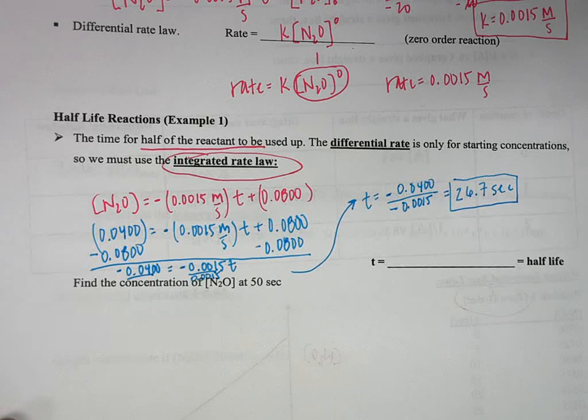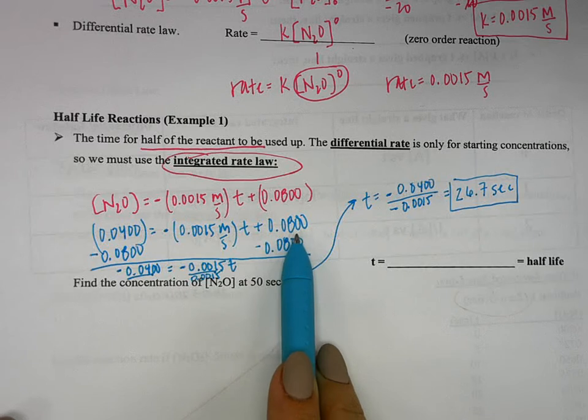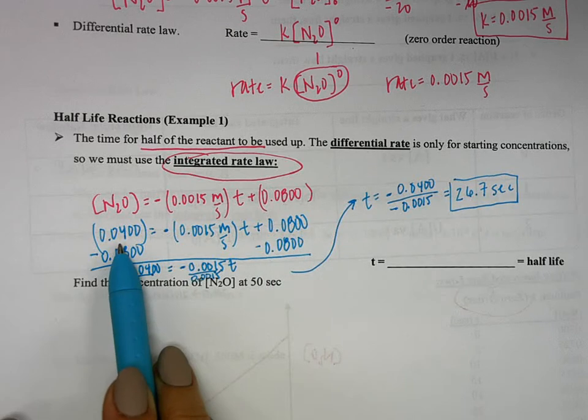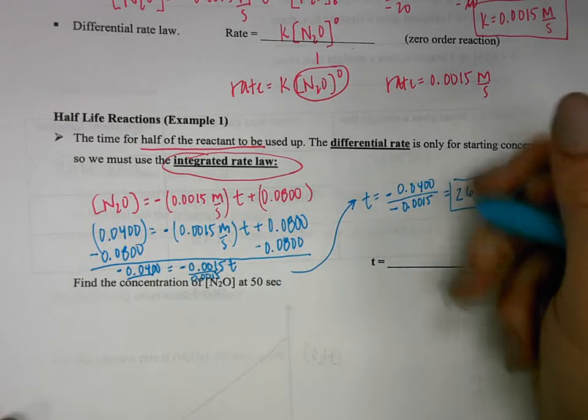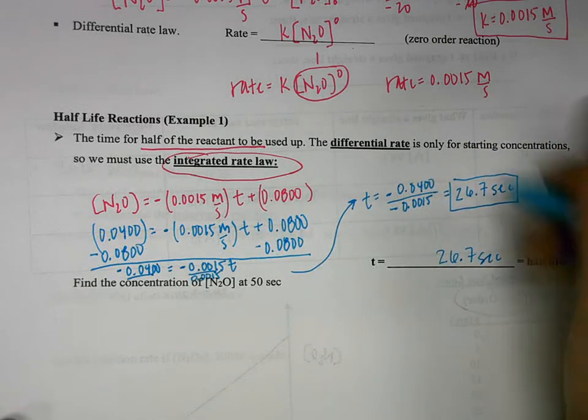Right, and all we did there, to do this you have to have found your k, which we did above. You look at your initial amount and you say, okay, I have 0.08. If I'm trying to find the half-life of that, what is half of that? It is 0.04, and then you solve for your time. So our half-life for this reaction would be 26.7 seconds.